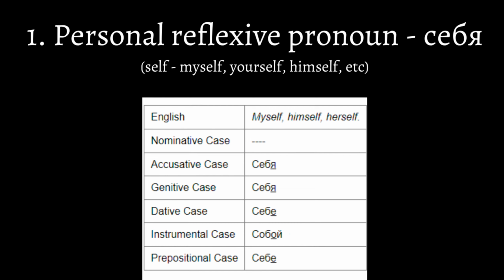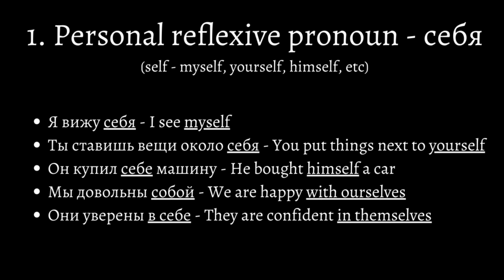This reflexive pronoun doesn't have that many applications, so its examples are very simple and minimal, like in the following sentences. Я вижу себя. I see myself. Ты ставишь вещи около себя. You put things next to yourself.